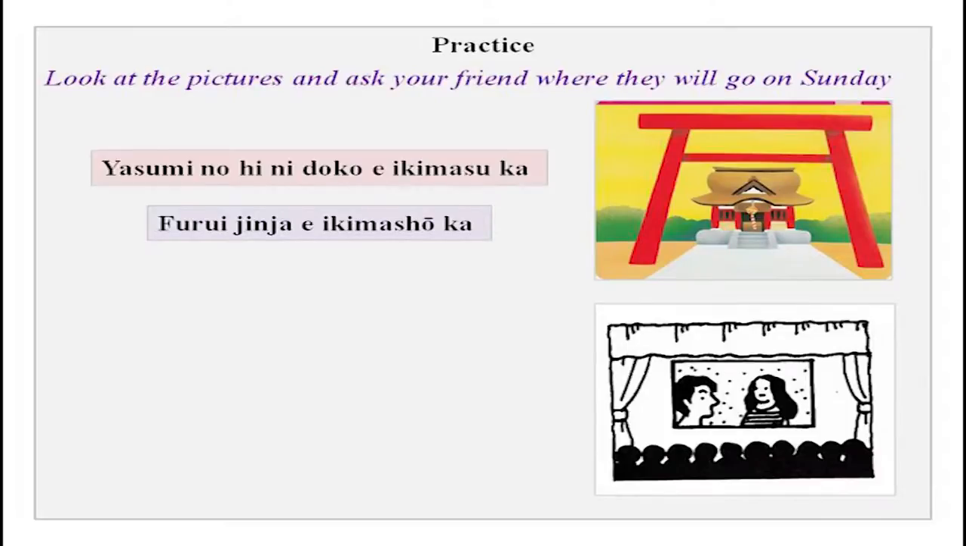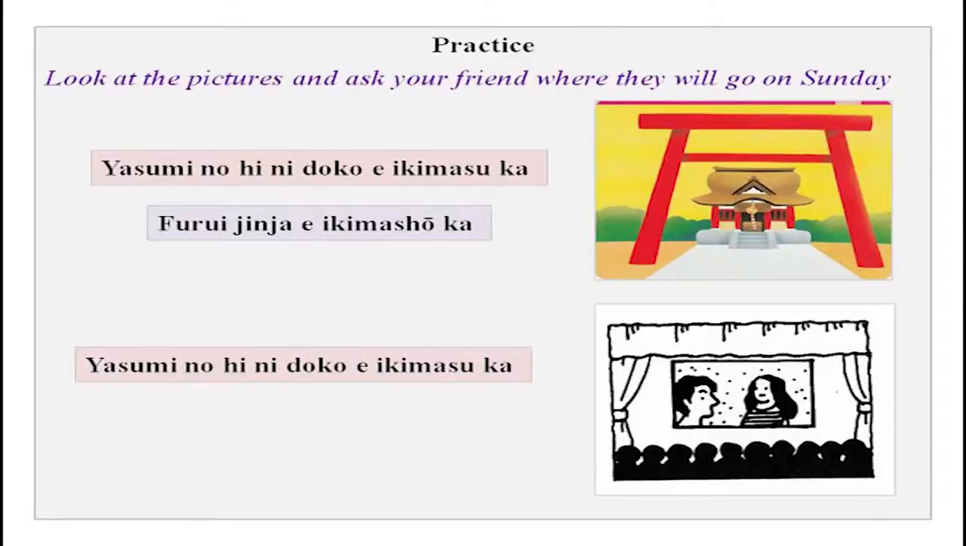Then we have this picture over here. And again the question is, yasumi no hi ni doko e ikimasu ka? Some people are watching a film. So, well, atarashi eiga o mimashou ka? Shall we go and see the new film? So, these are simple ways of practicing ikimashou, your I adjectives and asking questions, doing simple dialogue.